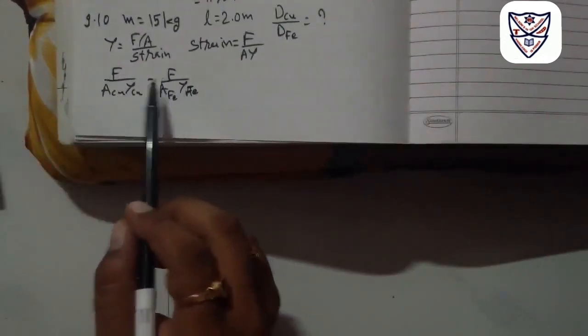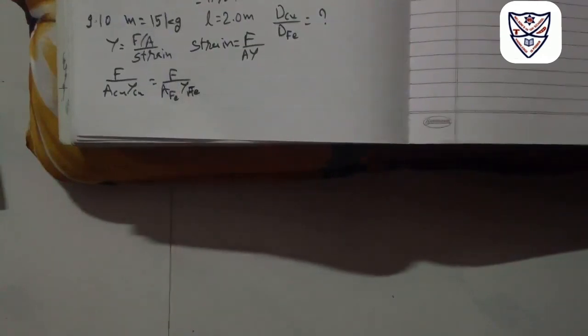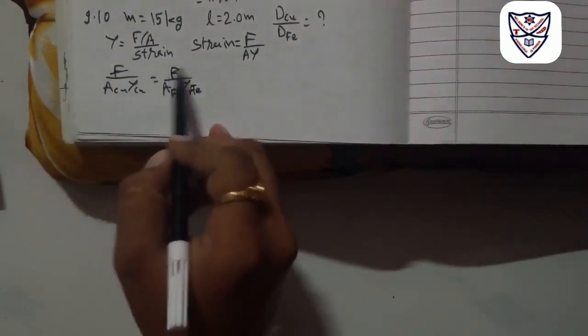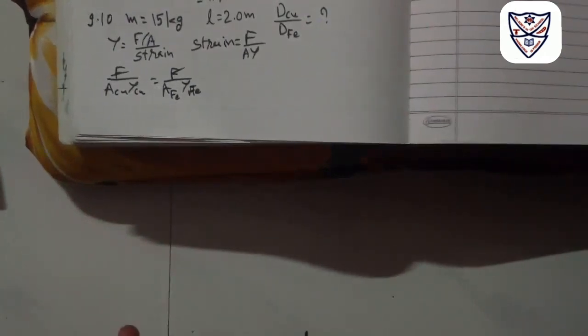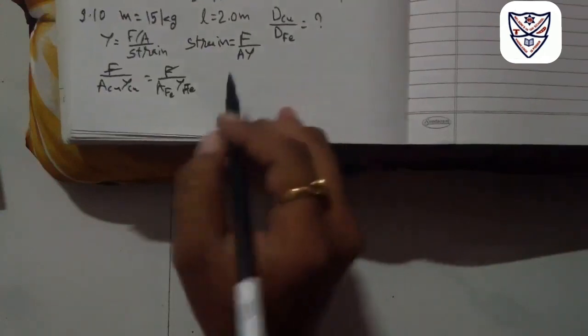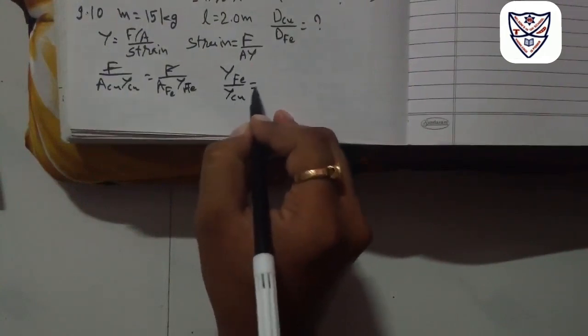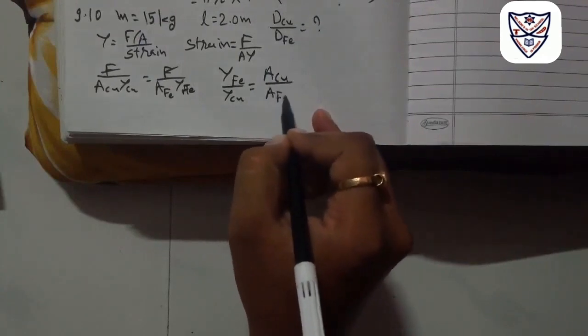Right? See here, forces are the same. Why are forces the same? Because we hang one load, both the wires have the same load, that's why the force will be the same, right? So F can be cancelled out. Now we have to put Y on one side and areas on one side. So Y iron upon Y copper is equal to A copper upon A iron.